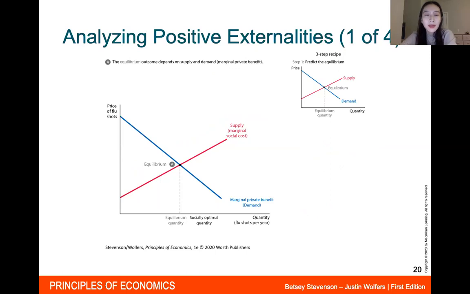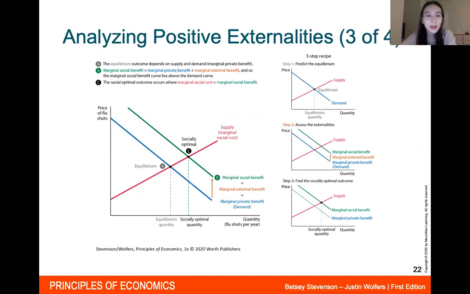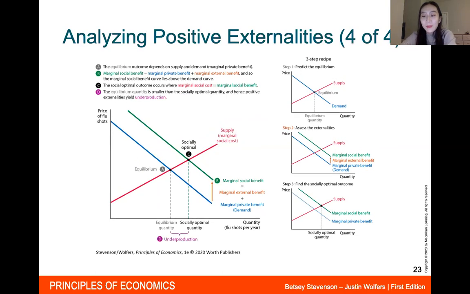Now, we should analyze the positive externalities. The demand curve will shift upwards to imply the social benefit. We can also get a social optimal point C. Comparing point C to the old equilibrium point A, the social optimal quantity is greater than the private equilibrium quantity. Hence, positive externality yields underproduction and underuse.